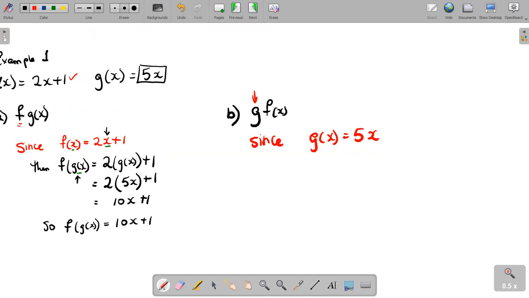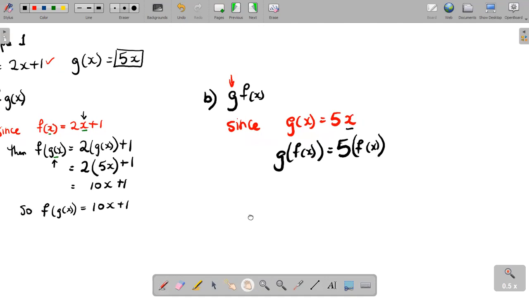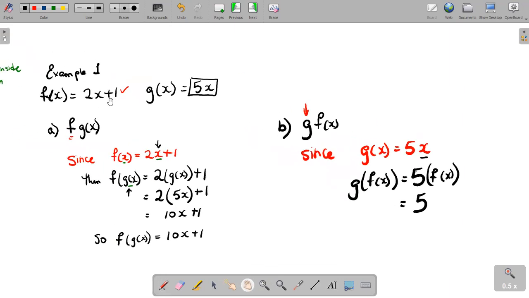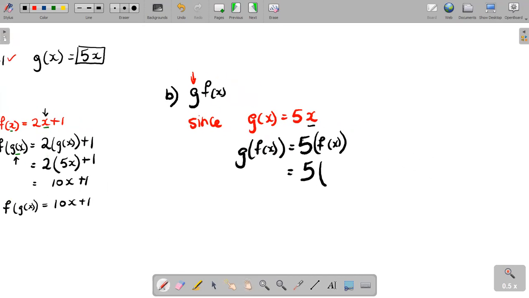They didn't ask us for g of x, they asked us for g of f of x. So that means we're replacing x with f of x. What does f of x mean? So we're replacing the x with f of x. So 5, instead of the x, we put f of x. Put it in brackets because it means something. What does f of x stand for? It stands for 2x plus 1. So in the brackets, we put 2x plus 1.